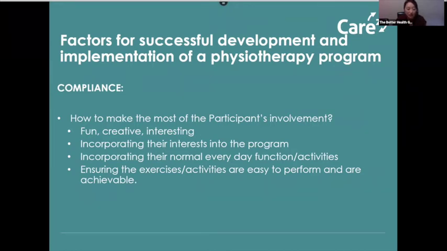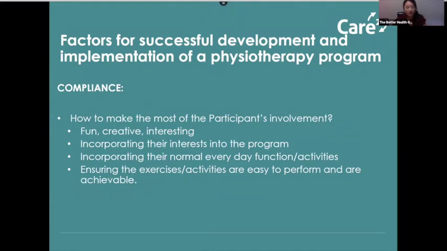Also, increasing compliance is about incorporating their normal everyday functional activities. A lot of these people have a set daily routine, and most of our participants don't like being out of routine, and they find it quite challenging. So by understanding their day-to-day activities or routine, we want to incorporate tailored exercises or activities as part of their normal daily routine. So it doesn't look like they're going out of their way to participate in the program, but really we're just fitting those exercises within their everyday activities.